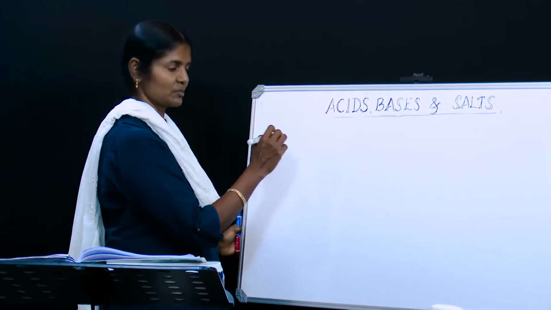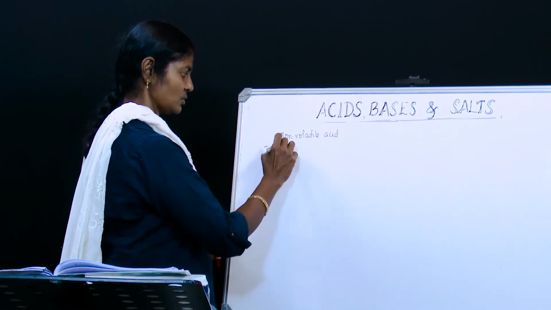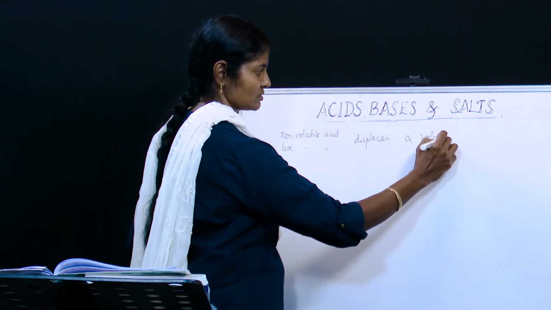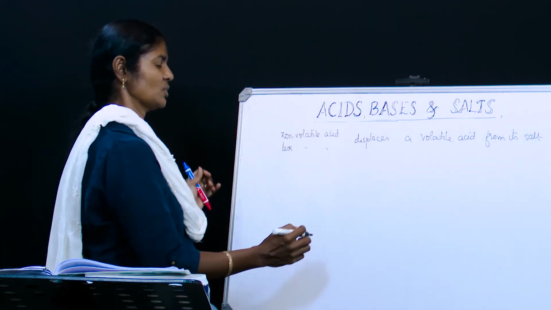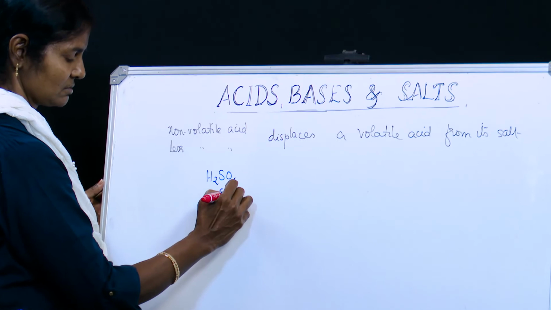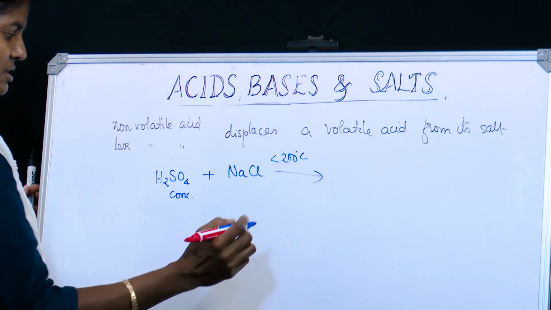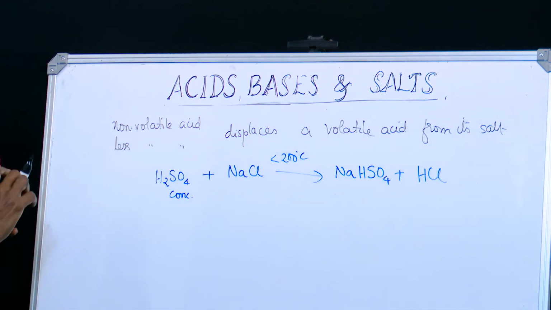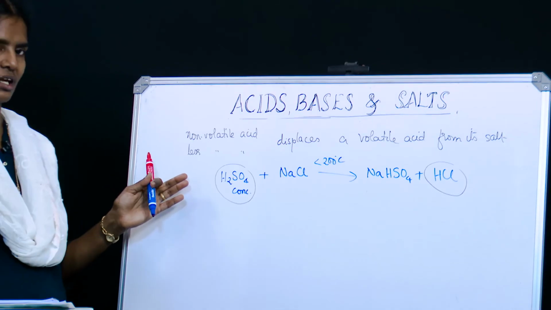The last property that we have in chemical properties is again that a non-volatile acid or less volatile acid displaces a volatile acid from its salt. This we already saw under the compounds, but still let us refresh ourselves. If we take concentrated sulfuric acid, this will displace, say let us take sodium chloride at a temperature less than 200 degrees. This gives you sodium bisulfate plus HCl. Okay, so this is the non-volatile or less volatile acid, and this is the volatile acid. So with this we finish the chemical properties of acids.